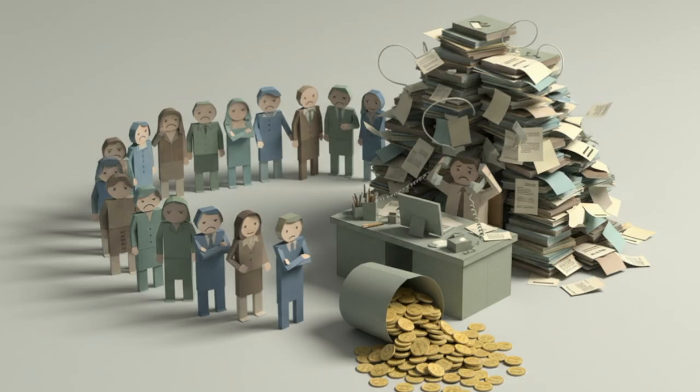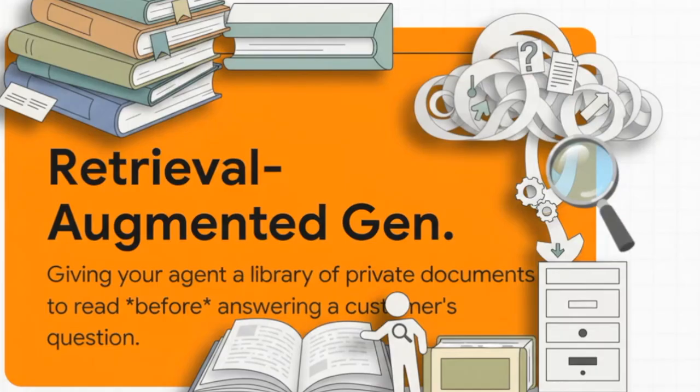This is the perfect job for an AI agent, but only if it can get its hands on the right information. And the solution for that is a concept called Retrieval Augmented Generation, or RAG for short. I know it sounds super fancy, but the idea behind it is actually really simple. You're basically giving your AI agent a library card to your company's private collection of documents. So before it ever answers a question, it has to go and read the relevant material first.